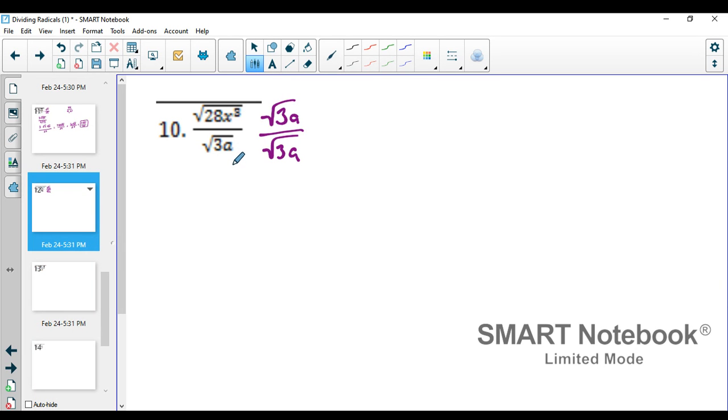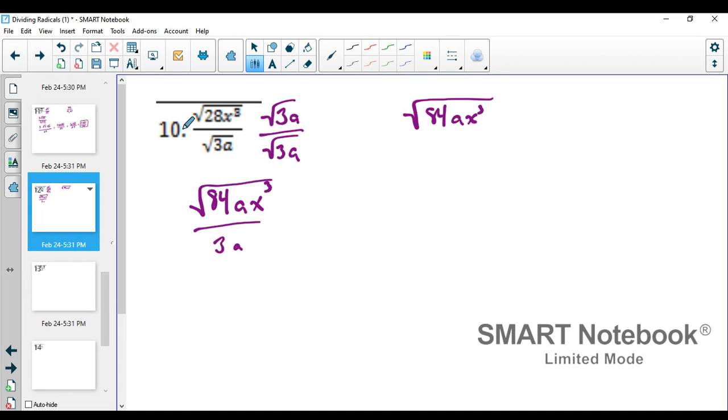So 28 times 3 is 84. So we have 84. And then x cubed times a, we can't do anything with, so we're going to leave it as a times x cubed. That's still under the radical sign. But now we know it's over 3a. Okay. We can simplify this square root of 84 a x cubed.